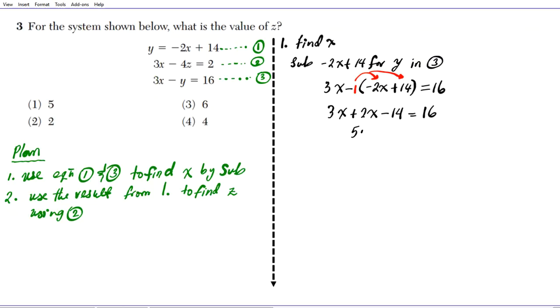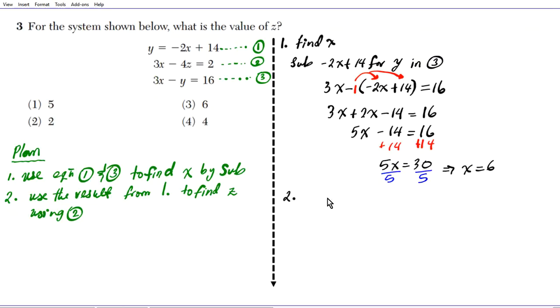3x plus 2x is 5x, minus 14 equals 16. You can add 14 to both sides, and that yields 5x equals 30. Divide both sides by 5, and your final answer x is equal to 30 over 5, which is 6. Alrighty, so this implies that x is equal to 6. Alright, we're done with step 1 in our plan.